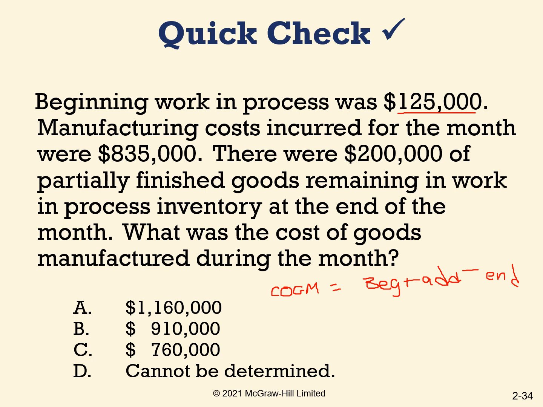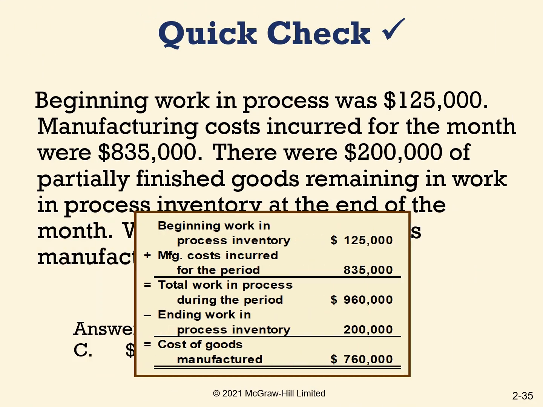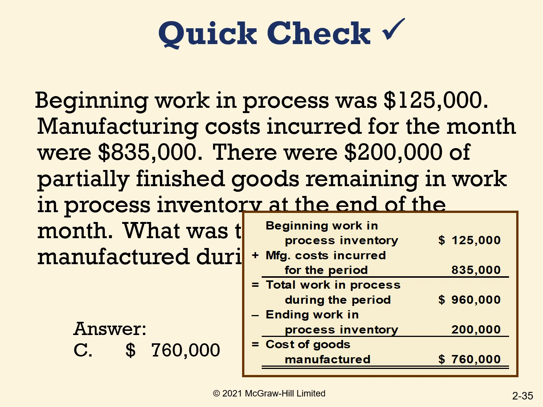We incurred, or we added, 835,000 of costs, and at the end of the day, there was $200,000 remaining. So if we look at the next slide, we see our answer is going to be 760,000. So just to recap, I like to do it in the formula myself. I find it easy to keep track of, but these schedules work great.